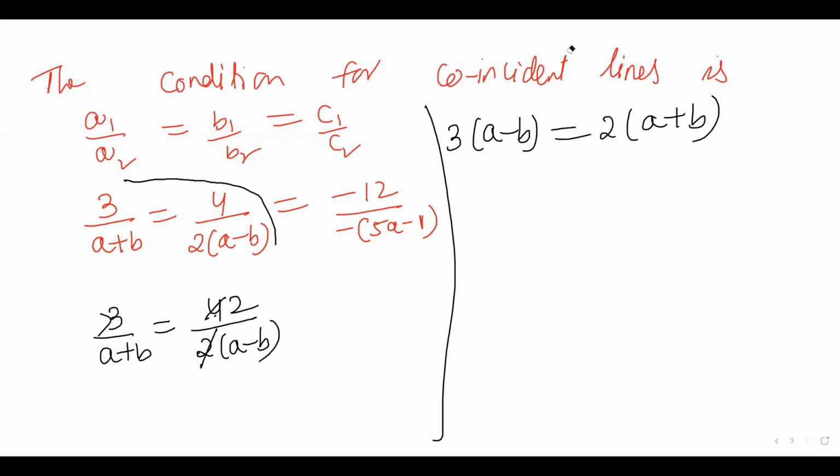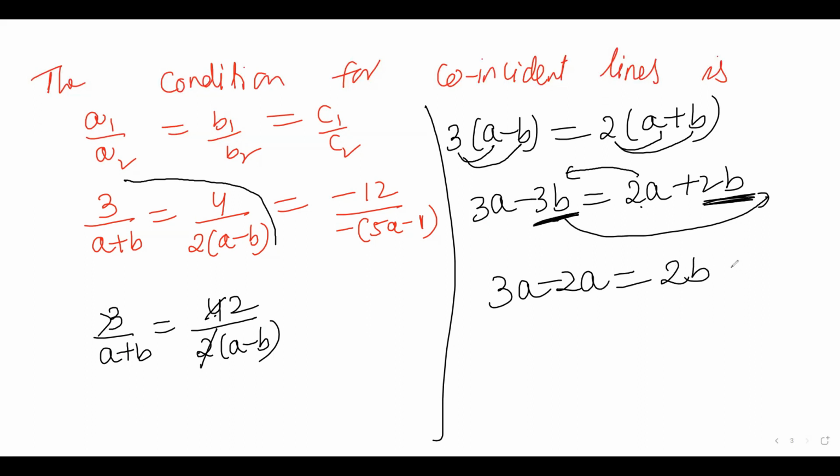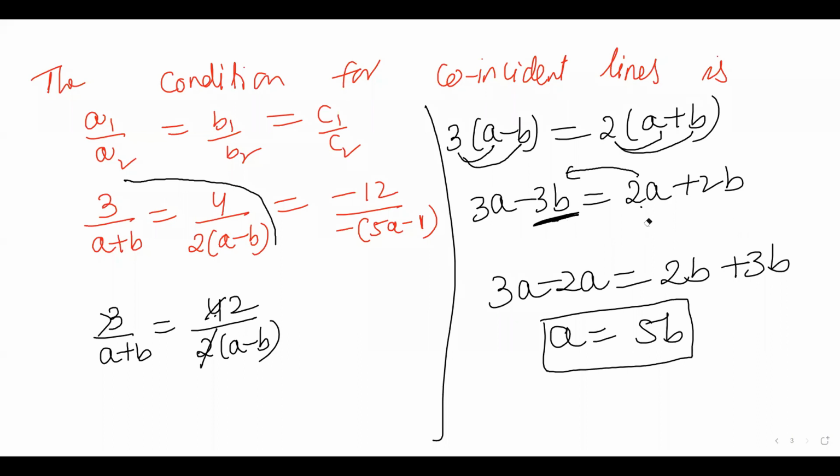अभी आपको एक इक्वेशन आएगा a और b में: 3a minus 3b equals 2a plus 2b. ओके, नाउ पूरे a एक जगह लिखे जाइए, पूरे b एक जगह लिखे जाइए. 3a, ये 2a ट्रांसपोज होके minus 2a हो जाएगा. 2b as it is लिखिए. ये minus 3b ट्रांसपोज होके plus 3b हो जाएगा. a is equal to 5b. एक रिलेशन आया आपको a और b में. a is equal to 5b. फर्स्ट टू टर्म्स को कंपेयर करने से आपको एक सिंपल रिलेशन आया.